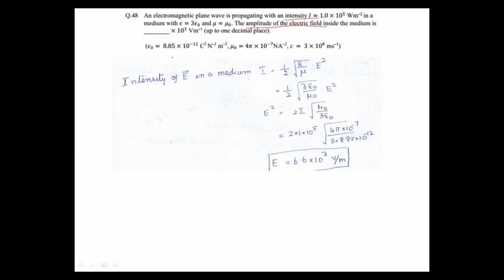So intensity is given by the formula I is equal to 1 by 2 root of epsilon divided by mu into E square. We have to find what is the value of E, that tells you the amplitude of the electric field. So in the question they have given epsilon is equal to 3 times of epsilon naught and mu is equal to mu naught. So by substituting it, then we will be getting E square is equal to 2I root of mu naught by epsilon naught. So all the values are given in the question. By substituting it, we will be getting E is equal to 6.6 into 10 raised to 3 volt per meter.